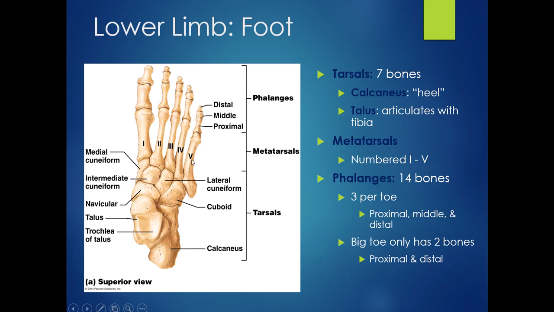Again, the metatarsals are labeled just like the metacarpals, 1 through 5 with Roman numerals, with Roman numeral 1 being the metatarsal going out to the big toe. 14 phalanges again, 3 per toe, proximal, middle, and distal, with the exception of the big toe. It only has a proximal phalanx and a distal phalanx. And that is it. That is our skeleton.